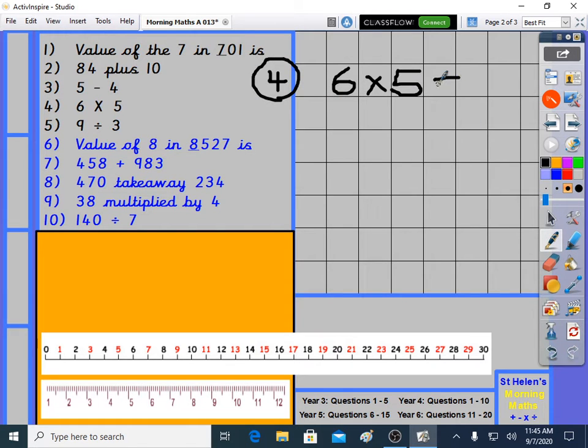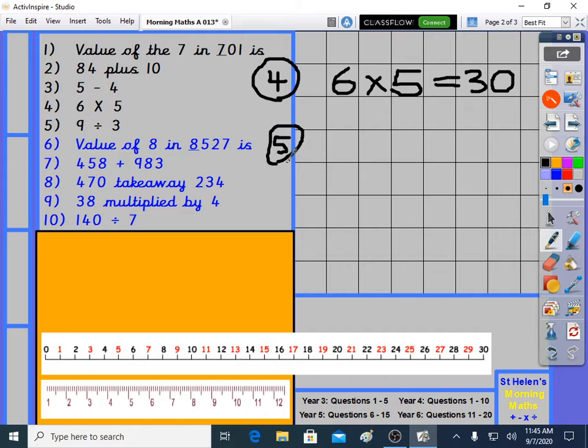One way we can do it is we can sing our 6's 5 times, or we can sing our 5's 6 times. You can do it either way around. So in year 3, we know our 5's, or we're learning our 5's. So we'll sing our 5's up to 6 fingers. 5, 10, 15, 20, 25, 30. When I got to 6 fingers, I was singing 30, because 5 times 6, or 6 times 5 equals 30.